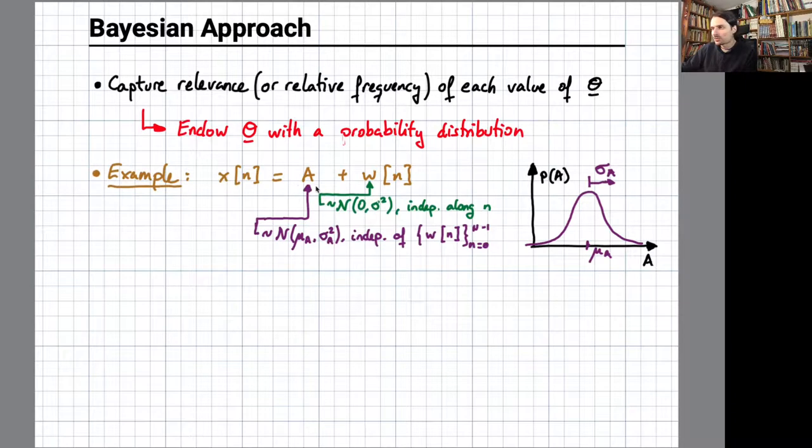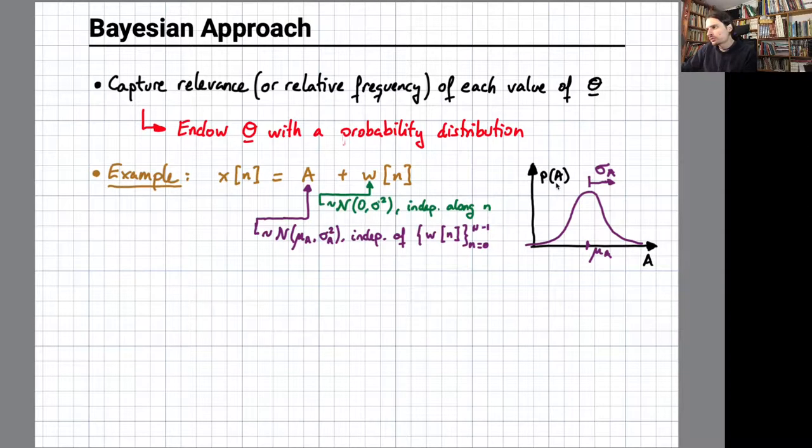In contrast, in Bayesian estimation, we model this DC level as a random variable, and we need to specify a probability distribution. So, for example, one can assume that A is Gaussian distributed with a certain mean and variance, and one can also assume that perhaps it's independent of the noise samples. Note that this is just a way of specifying the joint distribution between A and the W's, right? If we don't say that they are independent, then we need another way to specify what is the joint distribution between A and the W's, right?